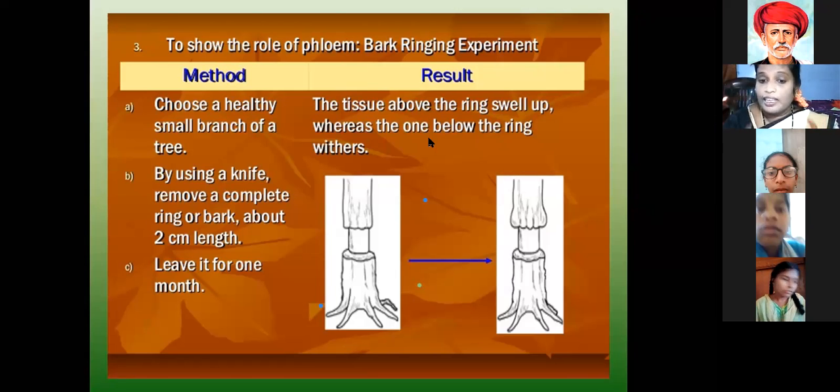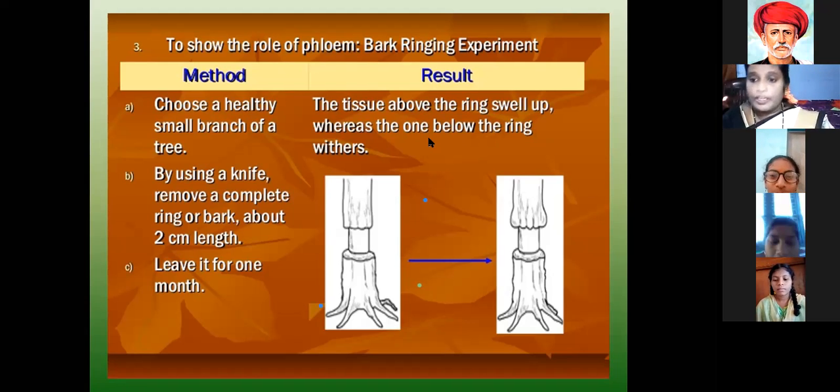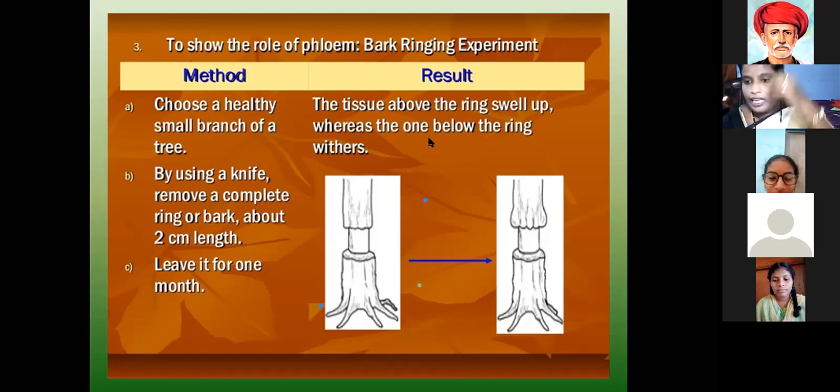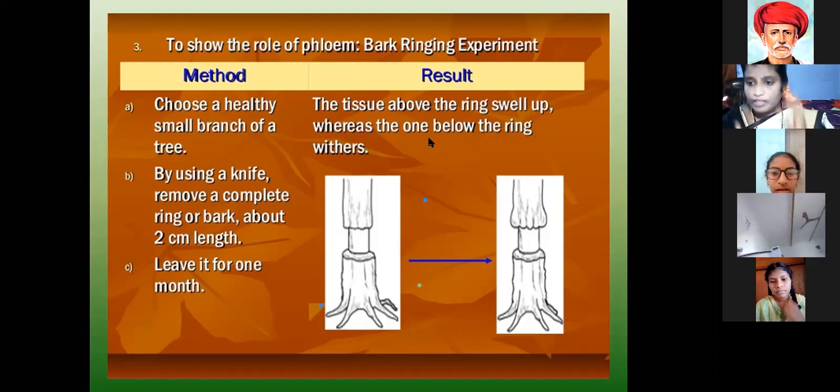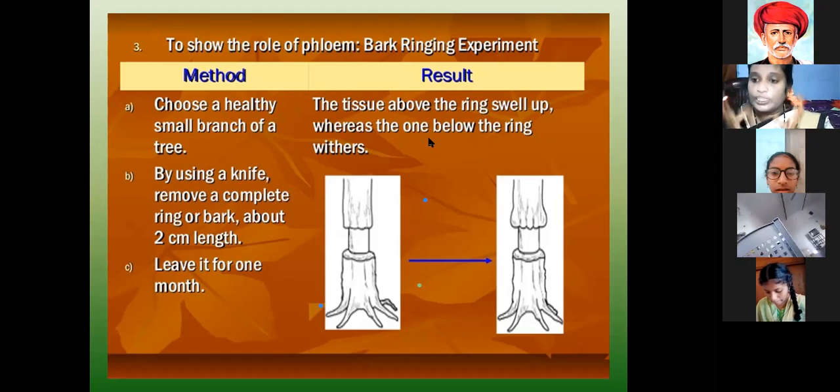We know the covering is coated on the plant. Inside, the tissues transport things easily to the remaining parts of the plant. But we cut the outer layer. Inside the bark is there. The bark cannot transport safely. That means at that place, above the cut, we will see the swelling.